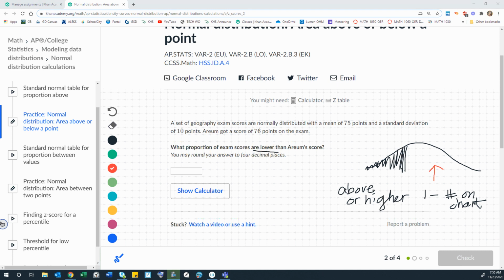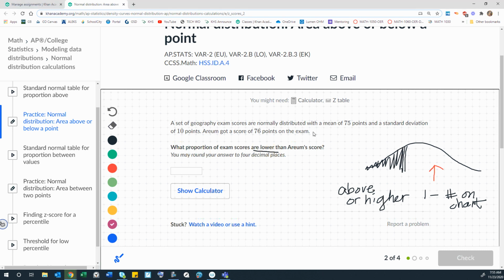Okay, set of geography exam scores are normally distributed with a mean of 75, standard deviation of 10. RM got a score of 76, so we're going to go 76, subtract 75, divided by 10. Why did they do a standard deviation of 10? So that it's really easy to just go, oh, that's 0.1. And then I'm going to look at the chart, and that's a positive 0.1, not a negative. So make sure you're on the positive side.